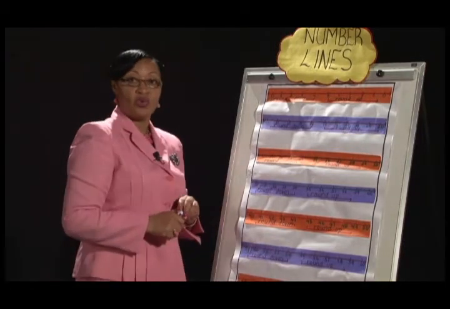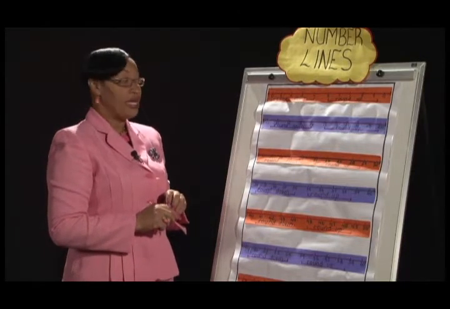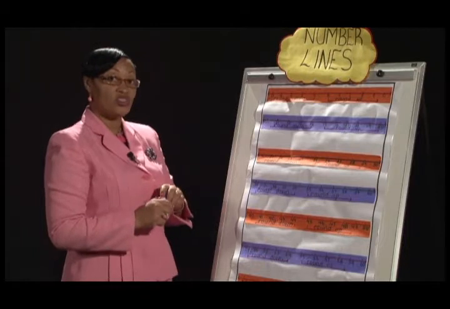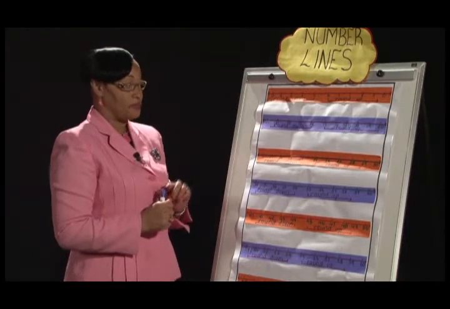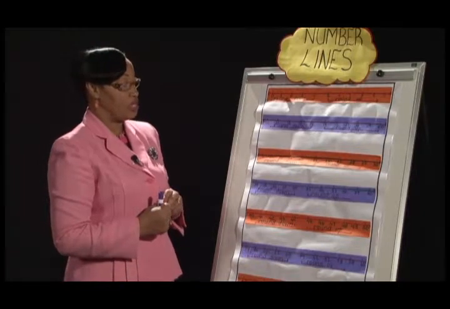What was the first thing we were supposed to do? We were supposed to identify the 2 tens that 27 falls between. Let's look at the number lines and see if we can identify those 2 tens. Between which 2 tens do you think we will find 27? Let's look.